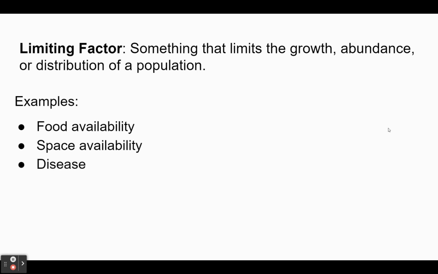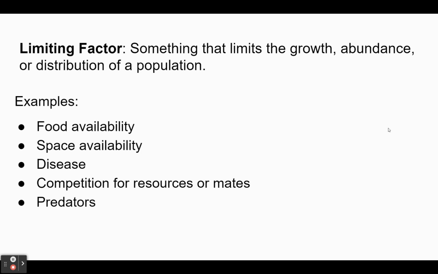Disease. If a population is really abundant, it may actually experience higher rates of disease because there's more hosts for the disease to travel through and spread through. Competition for resources or mates. If a population is really small, it might not actually have a lot of mates around. And as the population grows bigger, now there's going to be more mates available. But also, as our population gets bigger, there's going to be more competition, not only for mates, but for other resources as well. And they're going to be competing for those more fiercely at a larger population size.